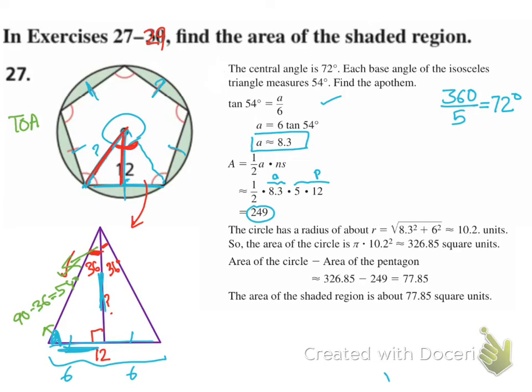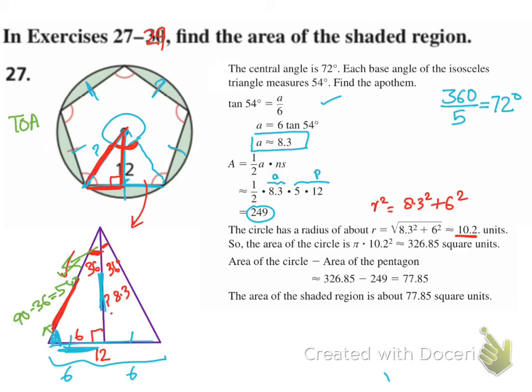Apothem, I got this base one. So it's just like a right triangle. I have 2 legs. I can find the hypotenuse. That's going to be r squared is 8.3 squared plus 6 squared, because this is 8.3 and this is 6. This way you can get your radius. This is the radius here. You solve it, you get 10.2.